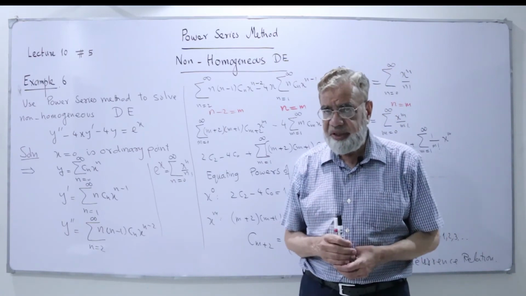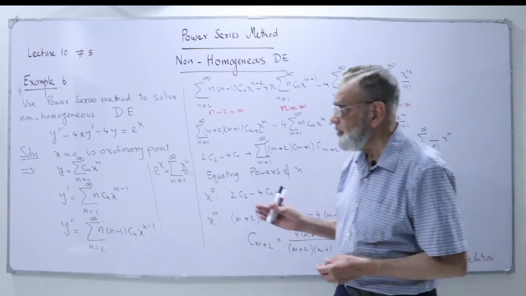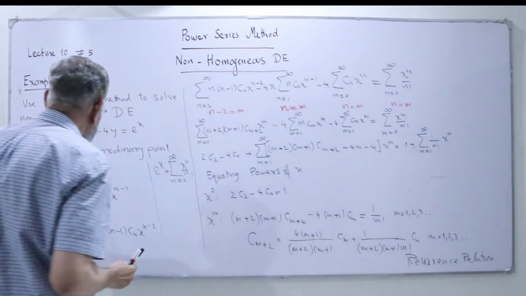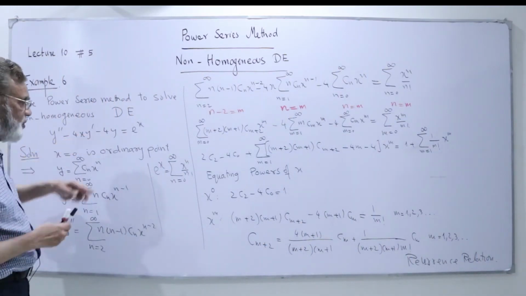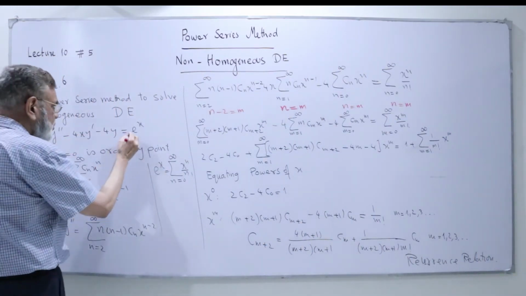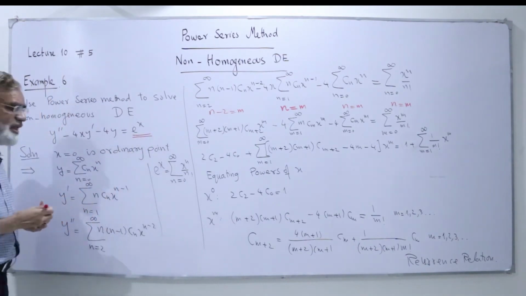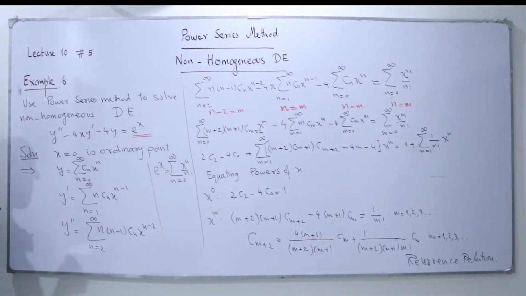It's not difficult, it's very easy. We have the equation y double dash minus 4xy dash plus 4y is equal to e to power x. Because of this term, we say this is non-homogeneous. Now we look at this: our coefficient here is 1, so x equal to 0 is an ordinary point. When x equal to 0 is an ordinary point, we define our power series about x equal to 0 and its derivatives about x equal to 0.